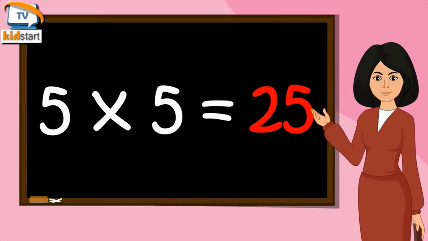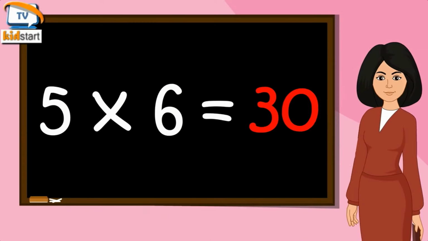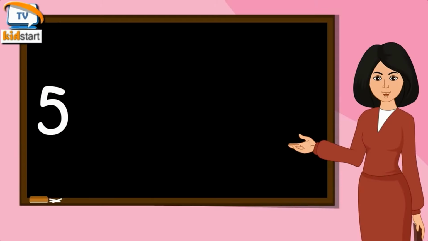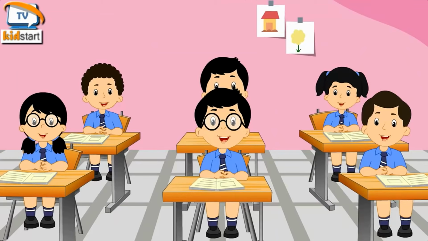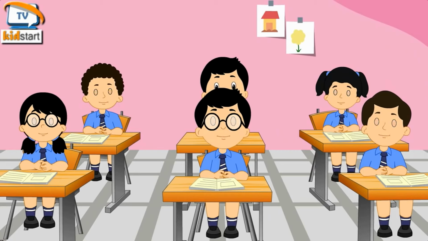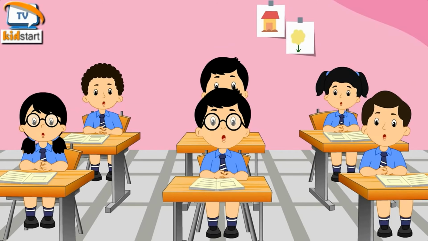Five fives are 25. Five sixes are 30. Five sevens are 35. Five eights are 40. Five nines are 45. Five tens are 50.